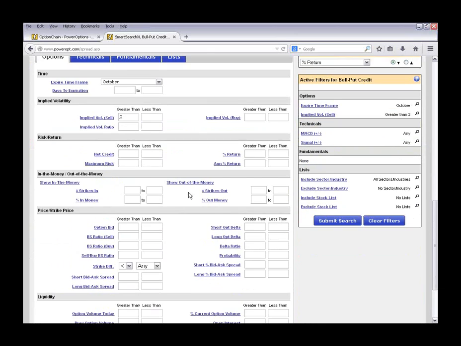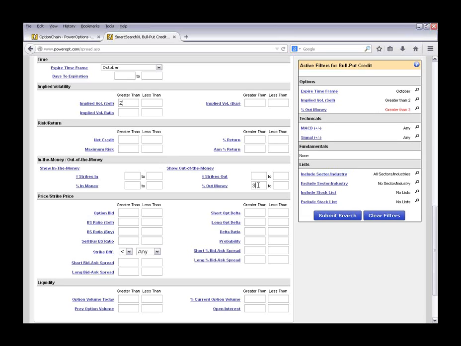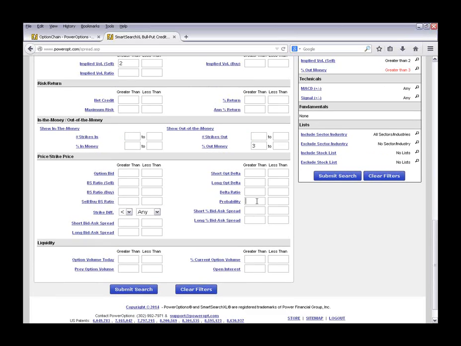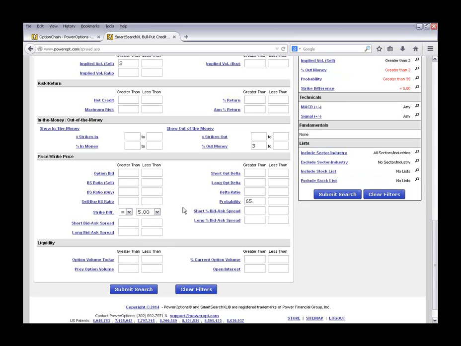Here's what we're going to do. We're going to keep our implied volatility at greater than 2, and I'm going to go at least maybe 2%. Let's go 3% out of the money for our short option. Remember, on our bull put credit spread, we want a reasonable probability of about 65% or higher. And I'm going to set my strike difference equal, let's just go to 5 points, just to kind of filter some of these out. Now that basic view, not looking at any other stock or fundamental criteria, let's go ahead and run that.